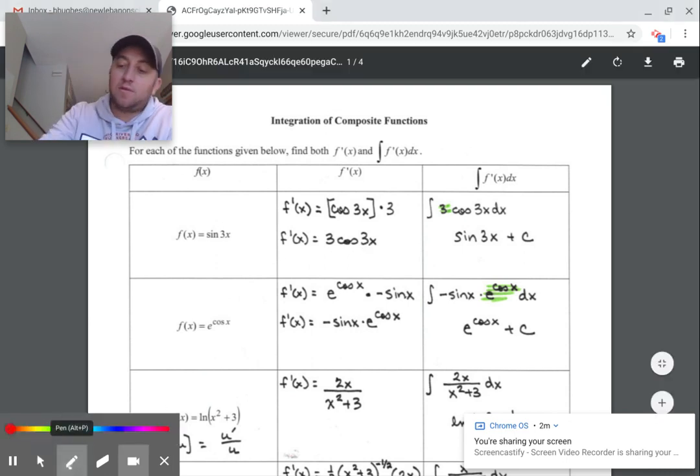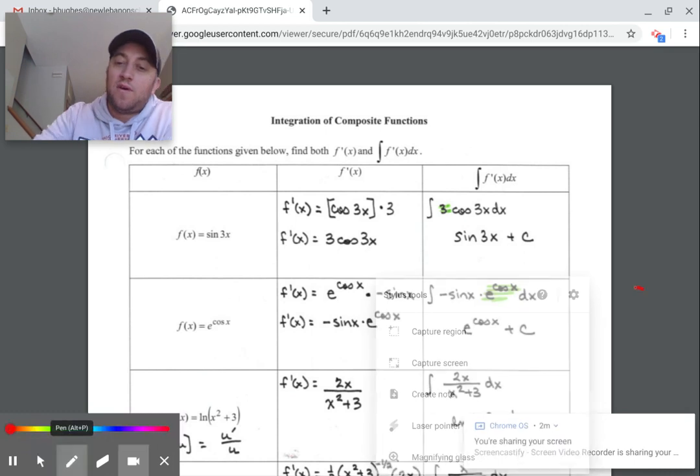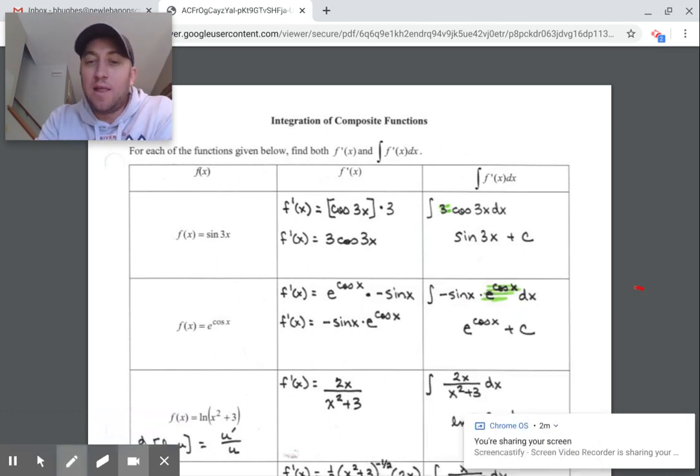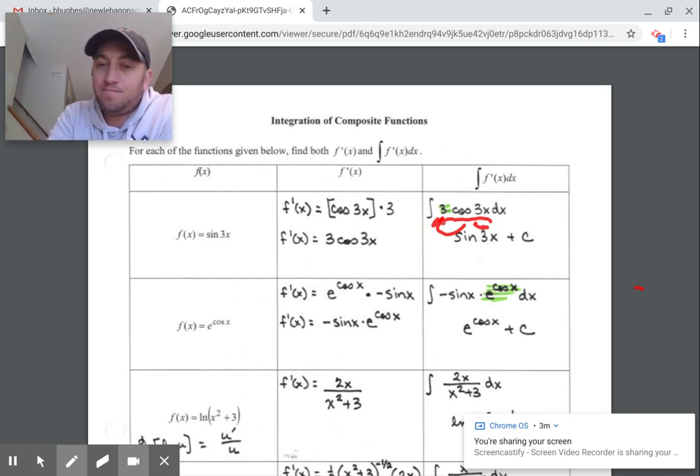Now here's where it gets a little interesting. Let's say I would take the integral of 3 cosine of 3x. So what is the antiderivative of 3 cosine of 3x? This is where we have to start really picking out patterns, knowing that the derivative of 3x right here shows up right there in front as 3.